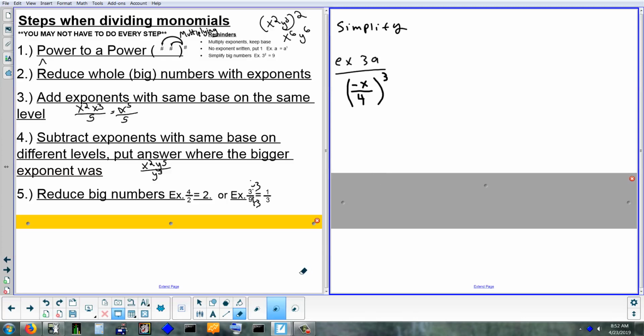But before I do that, if I don't have any exponents, I'm going to put a 1, right? I'm going to put a 1 on the top, and a 1 on the bottom. And like we just talked about, I'm going to apply that 3 to the top and the bottom. So that should be negative x to the third, not squared. No, that's cubed. So here's my fraction.